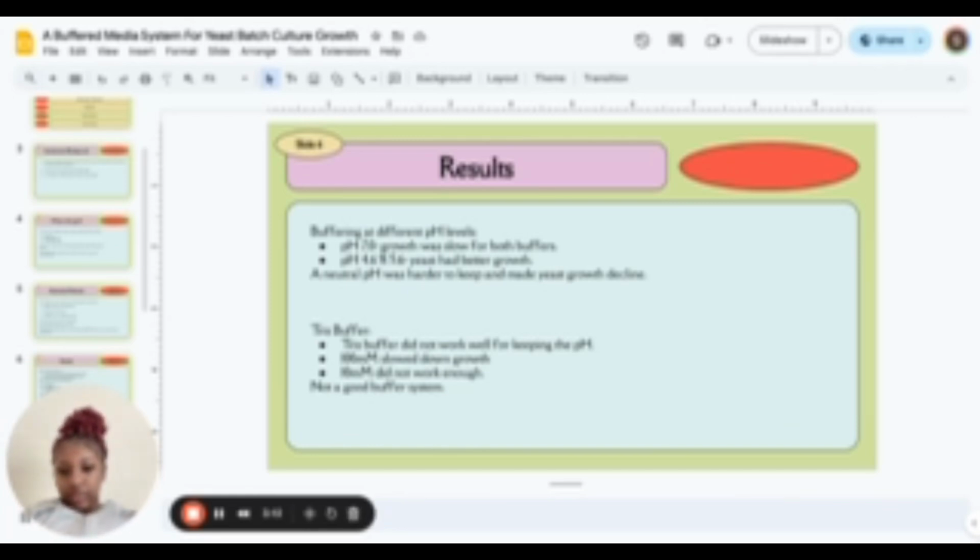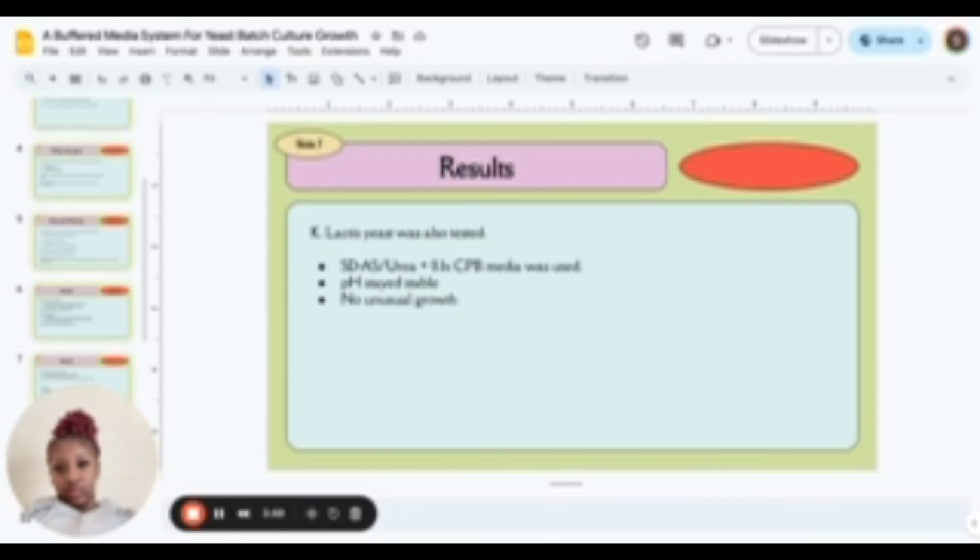Buffering at different pH levels. The pH 7 growth was slow for both buffers, so it didn't really work. The pH 4.6 and 5.6 increased the yeast growth, and it just had better growth overall. A neutral pH was harder to keep and made the yeast growth slow down and decline. The Tris buffers did not work well for keeping the pH balanced. The 100 millimolar slowed down the growth, and the 10 millimolar did not work enough. Overall, this was not a good buffer system for this experiment.